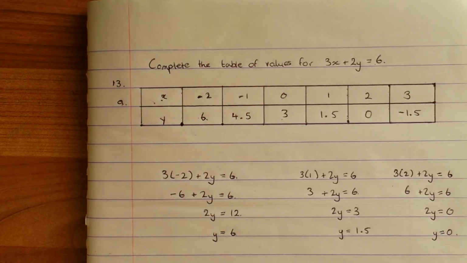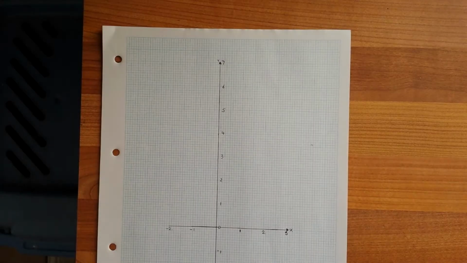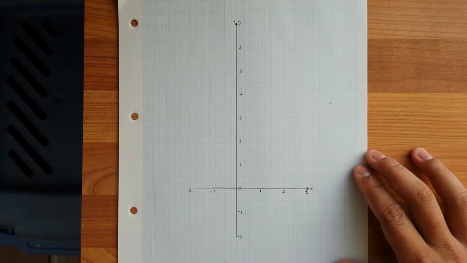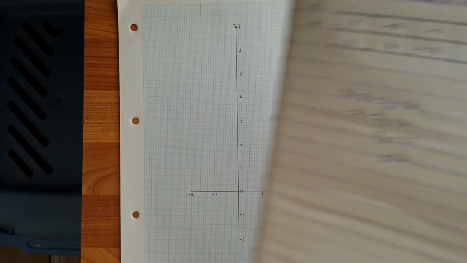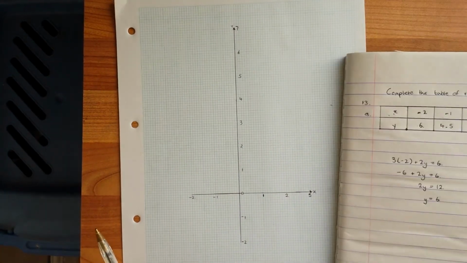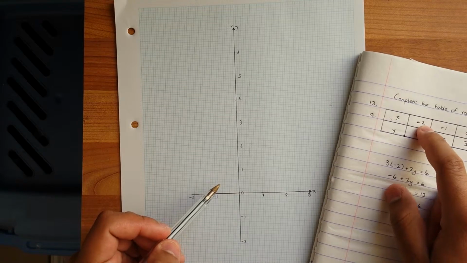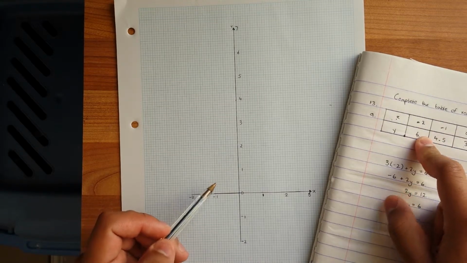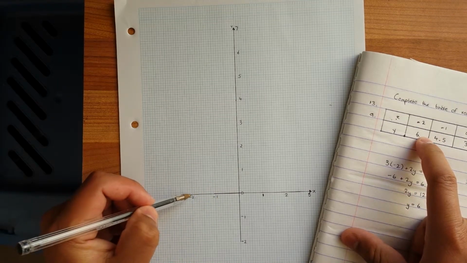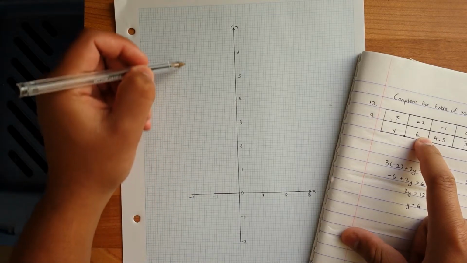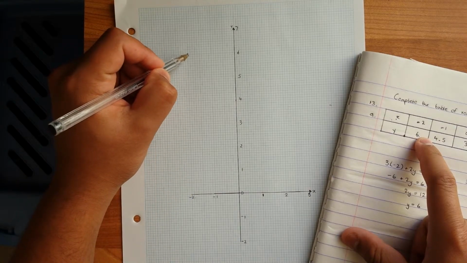Now the next part of the question was to draw the graph of 3x + 2y = 6. I've taken the time to draw out a graph here. Using the values that we worked out, we can draw this graph now. When x is -2, we find that y equals 6. So if you go along on the x-axis and go up to 6, you can plot the point there.